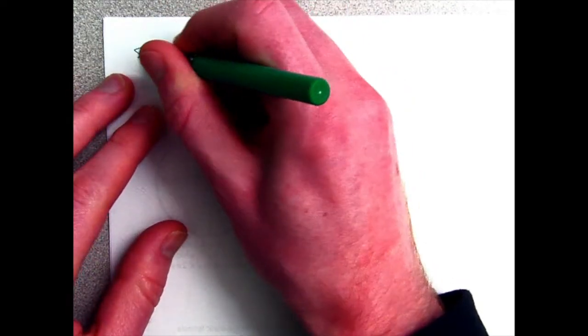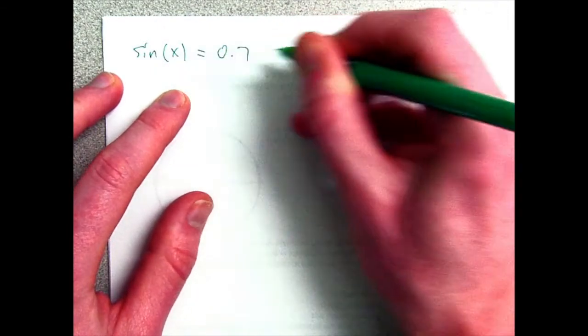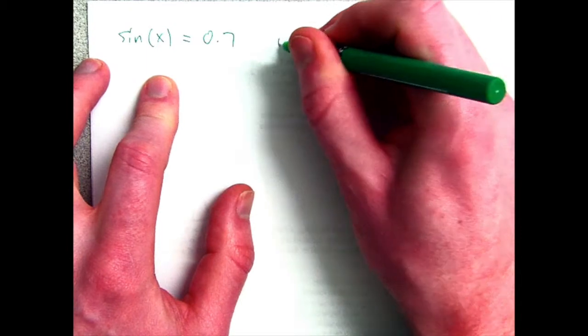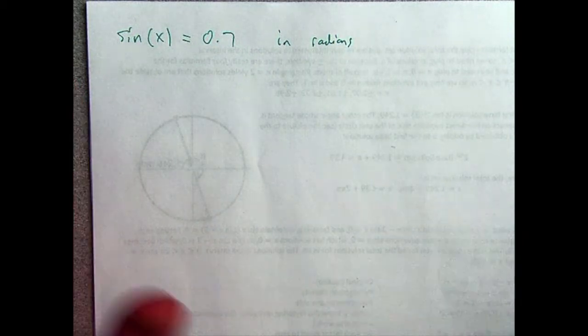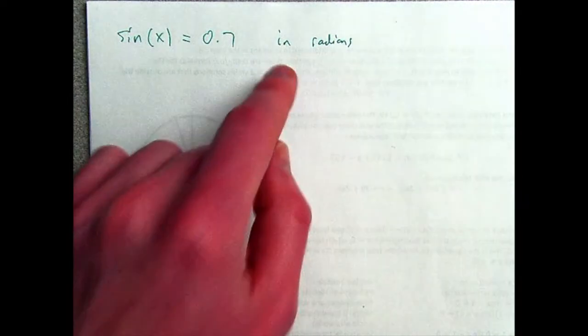So consider the following equation. Sine of x is equal to 0.7. And let's suppose that I want my answers to be in radians. And I'm not putting any restriction on this equation, so I'm not demanding that x be between 0 and 2 pi or anything. So there are going to be infinitely many solutions, and they should be in radians. So how do we do this?